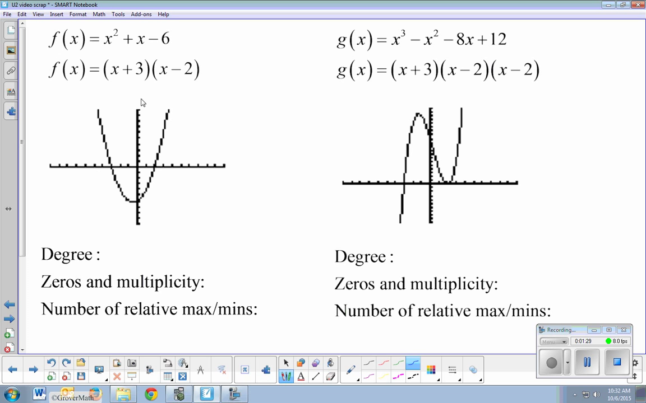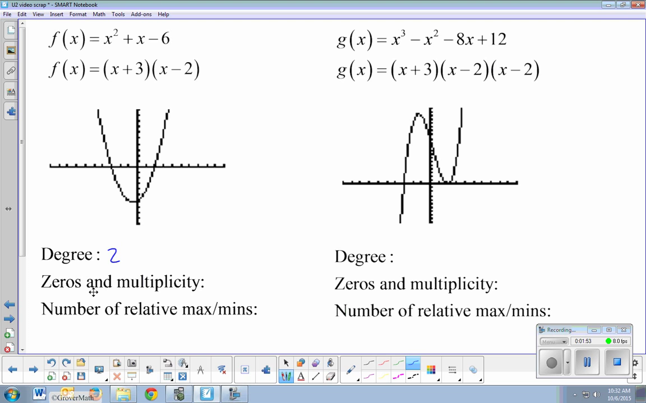Now, a couple of things. We know a little bit about what degree is. Degree is the highest exponent of the function. So in polynomial form, I just look for the highest exponent. I say it's x squared. So this is a degree 2 function, a quadratic, a parabola. If you're trying to find the degree from a factored form, you basically count the x's. I see 1, 2.